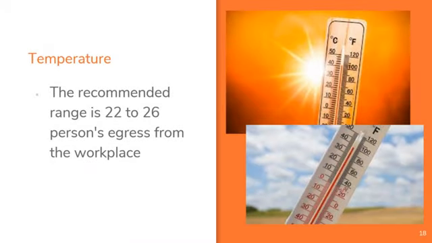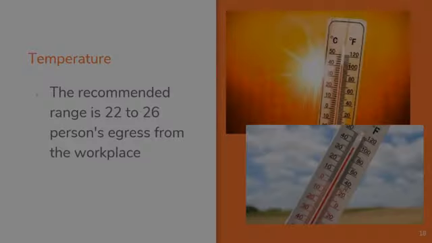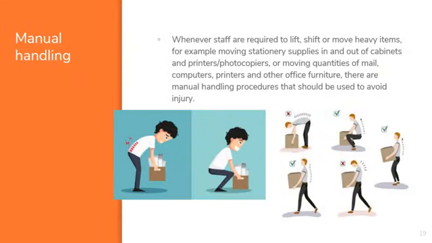Temperature also, the recommended range is 22 to 26 persons egress from the workplace. So we have to make sure that the temperature is not so high. Yeah. So that, especially if there are some chemicals that we are keeping in the kitchen, for example, or the automotive shop, for example, there. So temperature is very important. And we also have manual handling there.